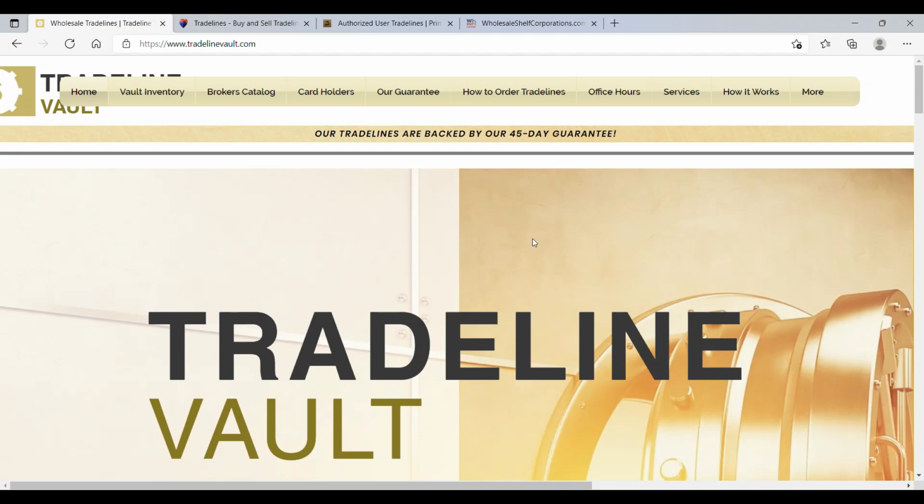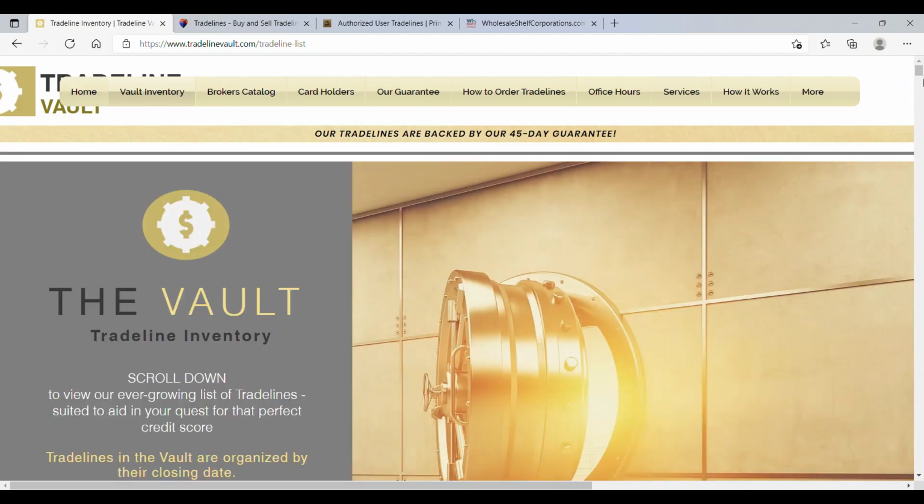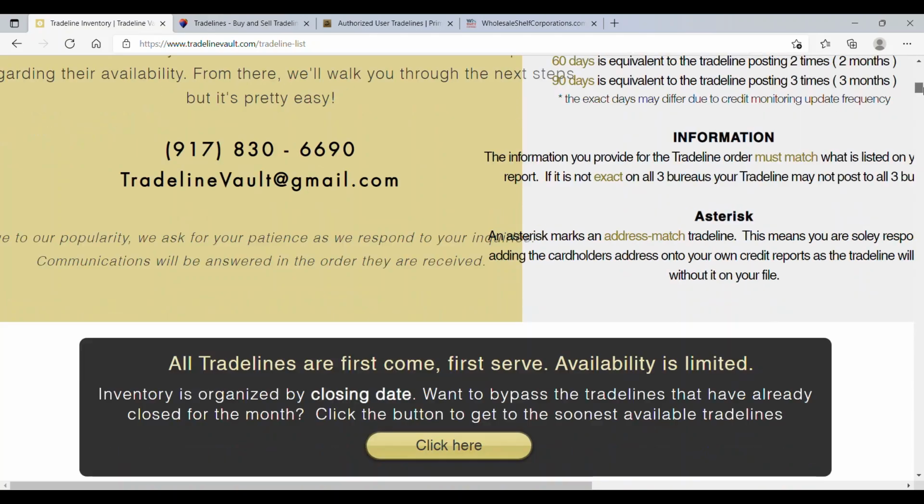As you all already know, Trade Line Vault is the authorized users website where you can add credit cards to your personal profile or even your CPN profile. If you want to go to this site, you can go to the inventory. You hit up the inventory to see what type of cards they've got.